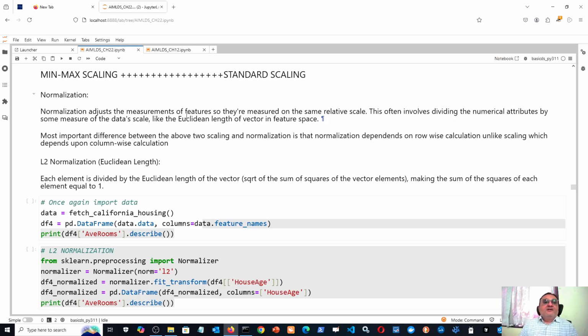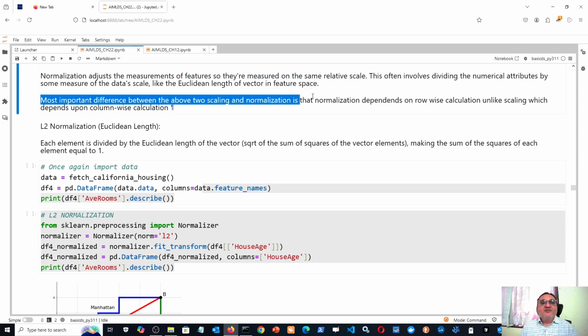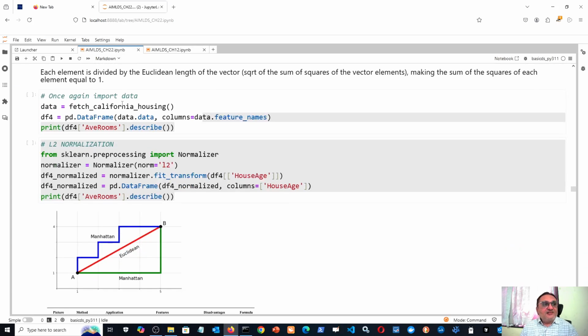Okay, fine. What is Euclidean length and all that? You don't worry at present. That's what we are going to explain. So the most important difference between scaling and normalization is that normalization depends on row-wise calculation, unlike scaling, which depends upon column-wise calculation.